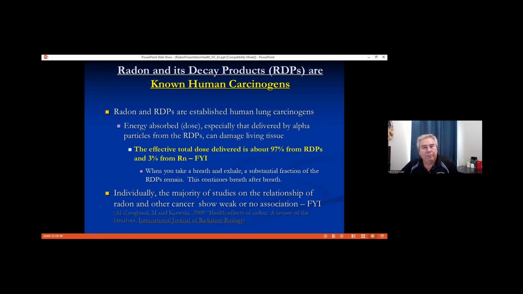In the case of the RDPs, the radon decay products, because they're metals, when we breathe them in, they stay stuck in the mucus lining in our lungs. And when they disintegrate, well, they're right there inside our lungs. So for sure, that alpha particle is going to hit some living cells in our lungs. So we say if we compare radon to the radon decay products, probably 97% of the risk of getting lung cancer is coming from the RDPs, and only about 3% from radon.